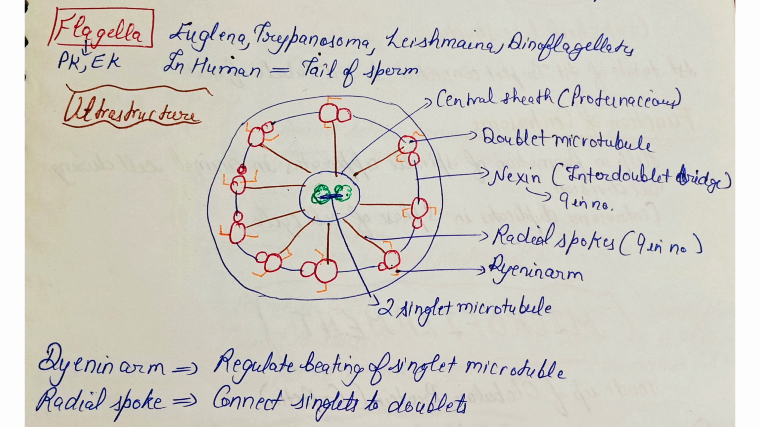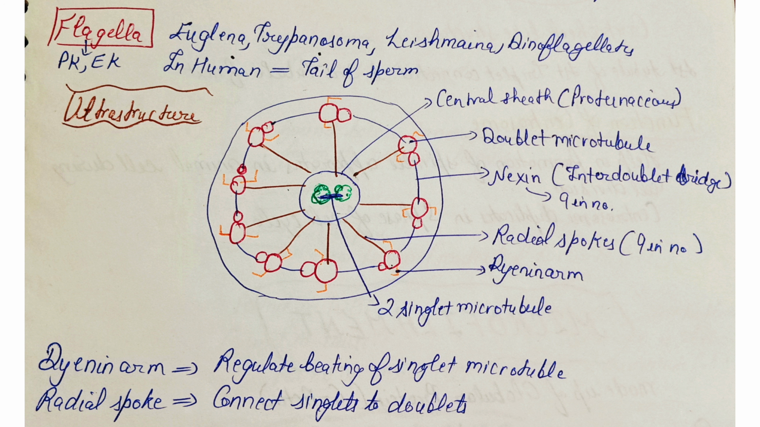Second is the flagella, which also has the 9+2 arrangement just like the cilia. Flagella is the extension of the plasma membrane in both prokaryotes as well as eukaryotes. It is seen in the Euglena, Trypanosoma, Leishmania, dinoflagellates. In human, the flagella is present in the tail of the sperm. The ultrastructure of the flagella shows the 9+2 arrangement. But the flagella of the bacteria do not show this 9+2 arrangement.